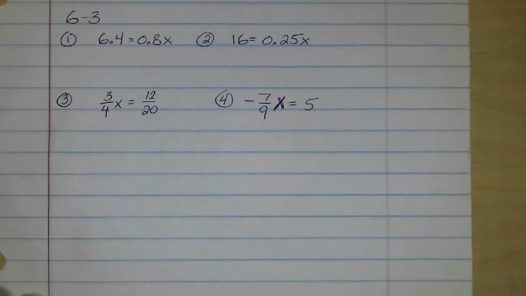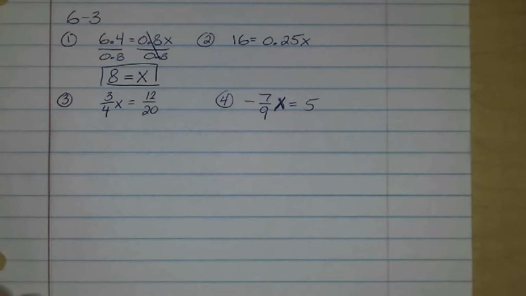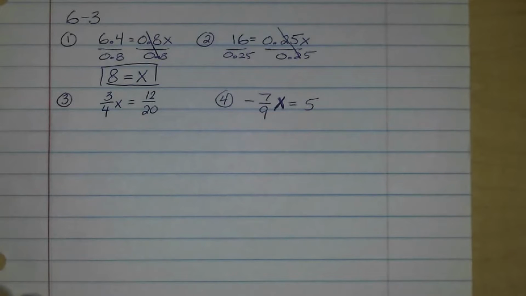Okay, so for the first one, the coefficient is 0.8, so we're just going to divide both sides by 0.8. This is the same way that we solved 1 and 2 from the last section we just did. On the right-hand side, the 0.8's cancel out. And on the left-hand side, 6.4 divided by 0.8 is 8. Now, with problem 2, this time the coefficient is 0.25, so we're going to divide both sides by that. The 0.25's cancel. And on the left-hand side, the answer is 64.